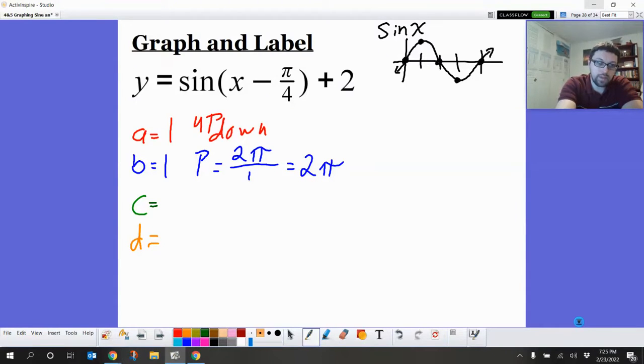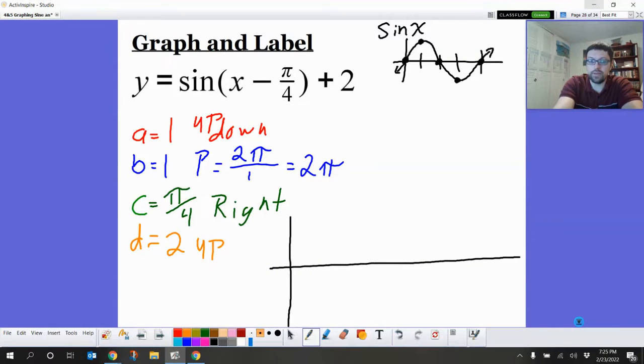Our C value is that pi over 4, but since it's being subtracted, you'd think it would go to the left, but it's going to go to the right. And we also have a sinusoidal shift, so we're going to vertically shift everything by 2. Since it's on the outside, it's going to make sense. It's going to go 2 up.